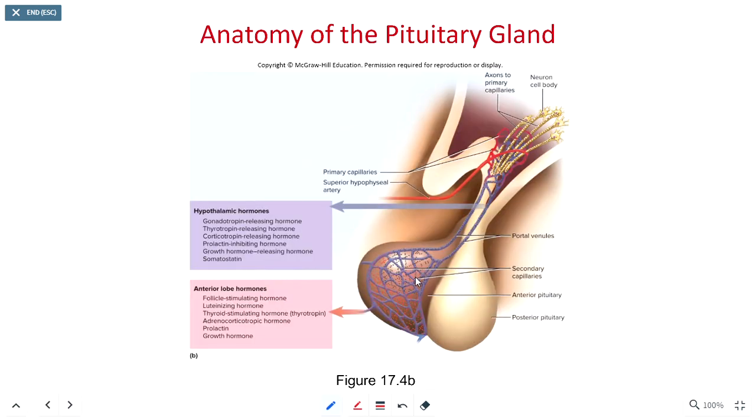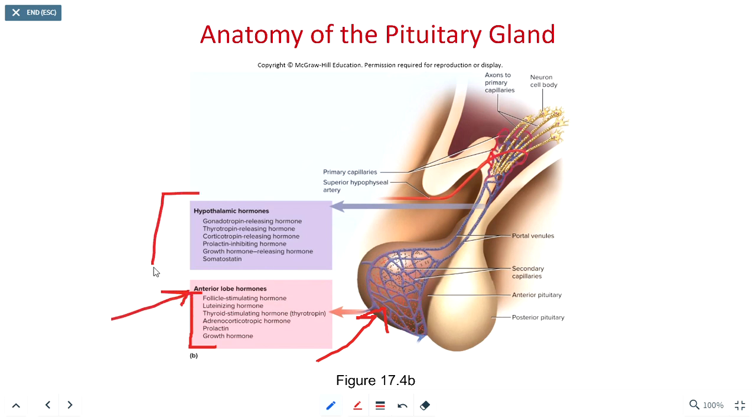So as we look at the hormones associated with them, as we look at the anterior pituitary gland, we have follicle stimulating hormone, luteinizing hormone, thyroid stimulating hormone, adrenocorticotropic hormone, prolactin, and growth hormone. These are the ones that I primarily want you to focus on.